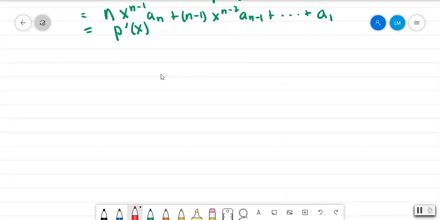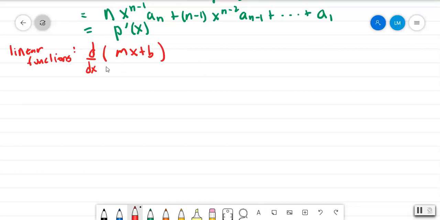Now in that case, that also tells me that the derivative of a linear function like mx plus b allows me to use a little bit of everything. So, if you want, you can label this as linear functions. So we can take the derivative of this, which by itself is just going to be m. But if you take the derivative of b, that's just going to be 0. So the derivative of a linear function is just the slope.